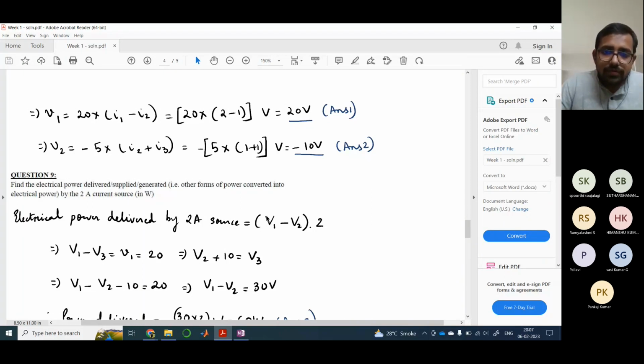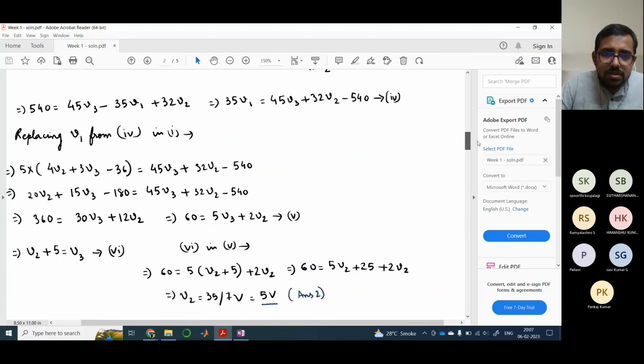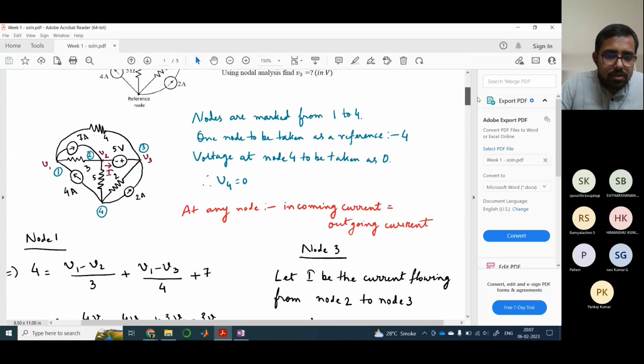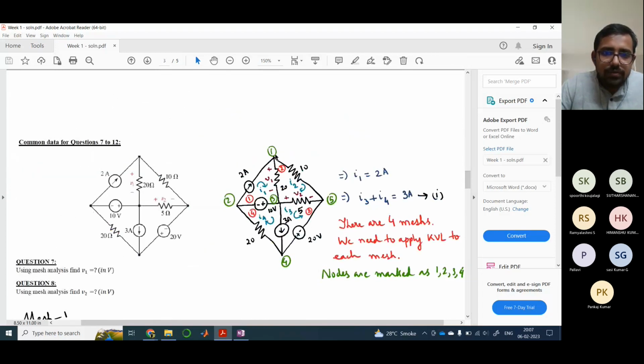Be careful of that. So capital V1 is my voltage at node 1. Capital V2 is my voltage at node 2. Careful of that. Sorry, I didn't write it here, but I just told you. So be careful. Okay. So what is my power delivered?